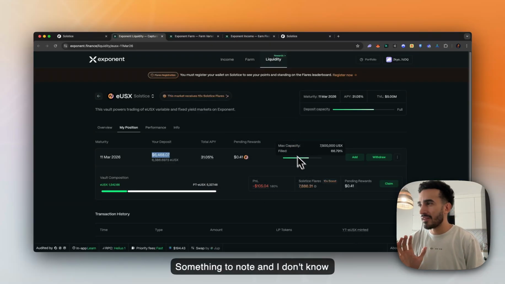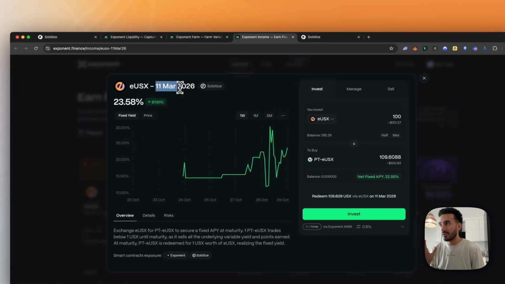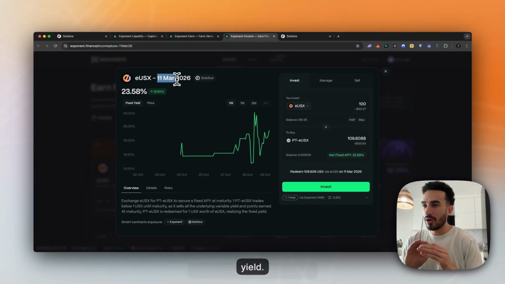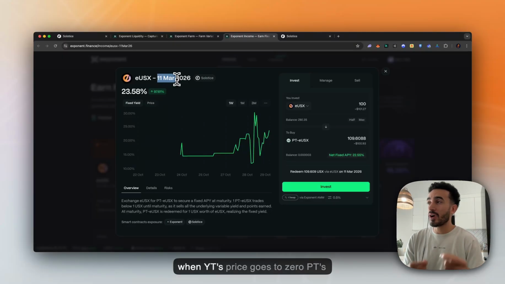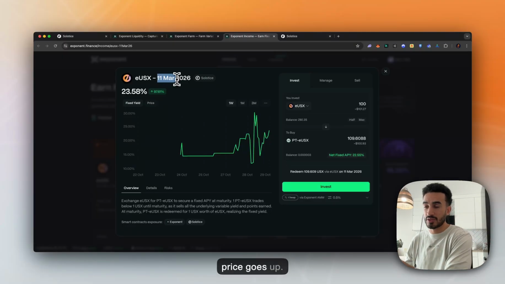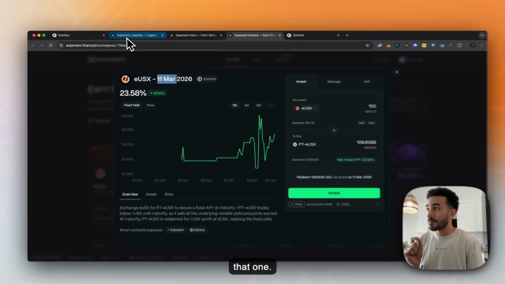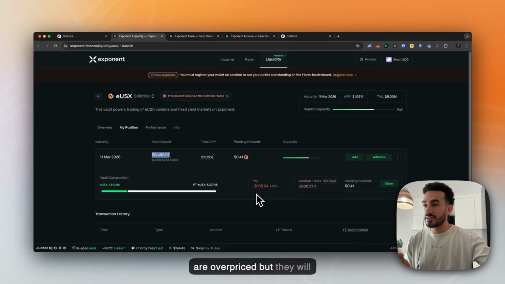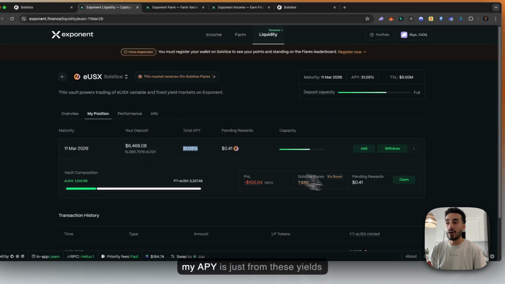Something to note, and I don't know if I emphasize this enough, this whole system works until March 11th, right? At March 11th, all YTs stop earning yield. All YTs stop earning flares. So YT's price will go to zero. And when YT's price goes to zero, PT's price goes up. There's a mechanism on that, but you're just gonna have to trust me on that one. And so that's why I say this PNL is unrealized, because right now YTs are overpriced, but they will eventually drop back to zero. This will rebalance itself, and then my APY is just from these yields that I earn.